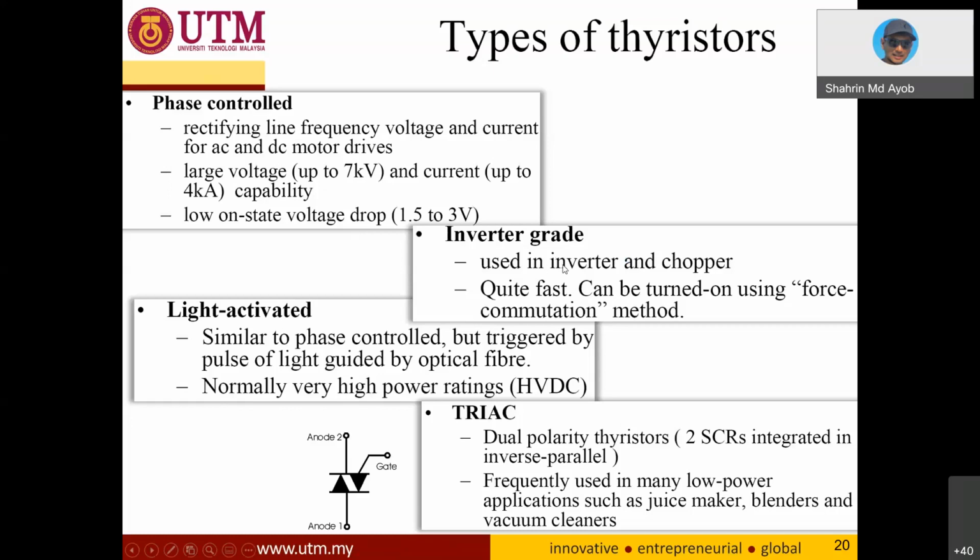Then we have inverter grade, which is used in inverter systems, light activated, and the triac, which is a very special one. It is two SCRs combined together, and the triac you usually find in juice makers, blenders, vacuum cleaners, and also washing machines, because sometimes the washing machine rotates clockwise and sometimes anti-clockwise. So we categorize thyristors in terms of their applications.